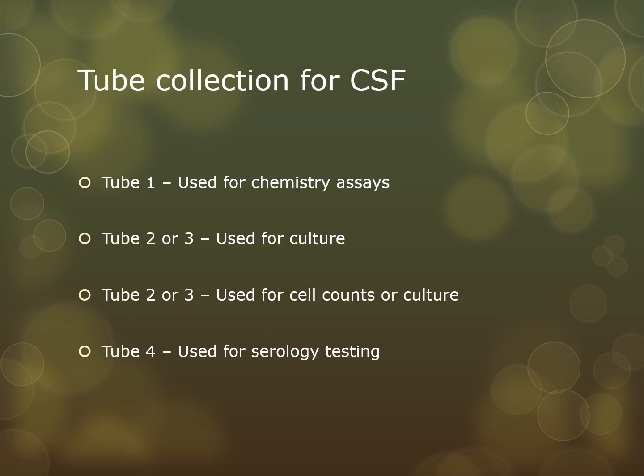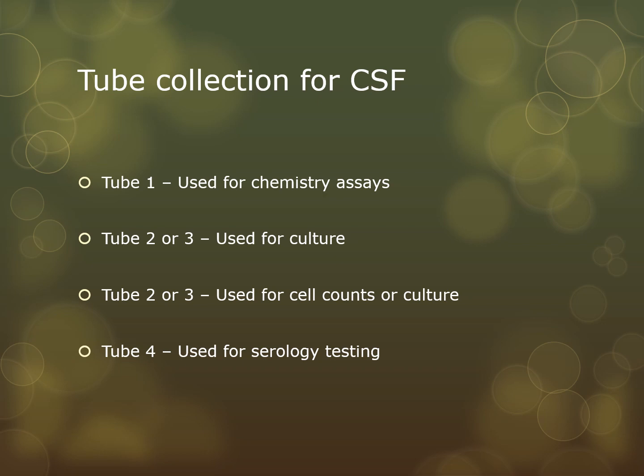Now that half a mil to 5 mils of spinal fluid, they're going to put that in several different tubes. And that way those tubes can be aliquoted off for the different departments in the laboratory. Tube 1 is usually used for chemistry assays. Here we're usually looking for protein or glucose levels, and this tube does not need to be sterile, which is why we use tube 1 for chemistry assays.